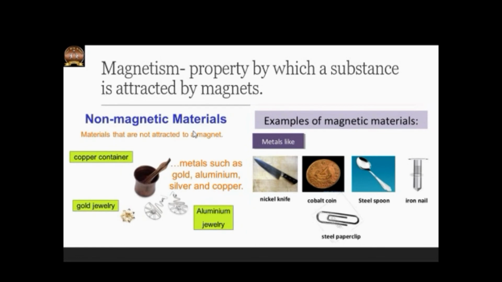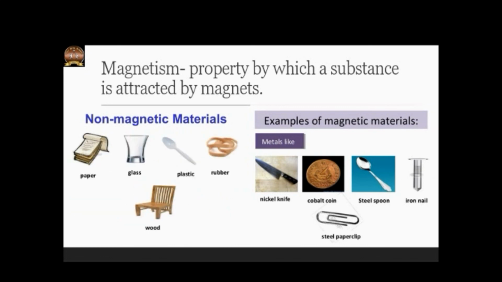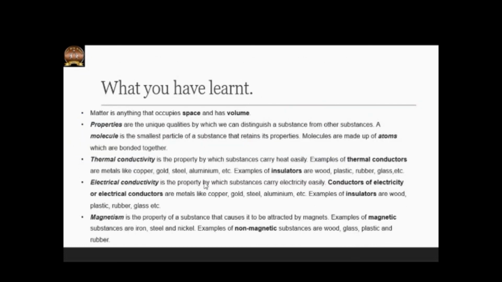What about some non-magnetic materials? Materials which are not attracted to a magnet are called non-magnetic materials. And these include metals like gold, aluminium, silver, and copper. Some more examples of non-magnetic materials are materials like paper, glass, plastic, rubber, and wood.